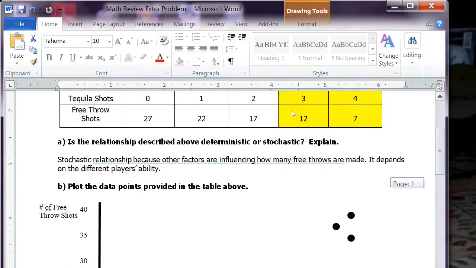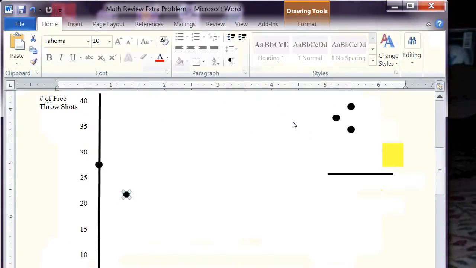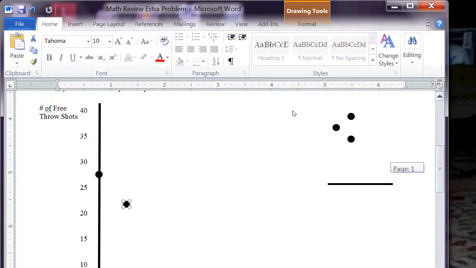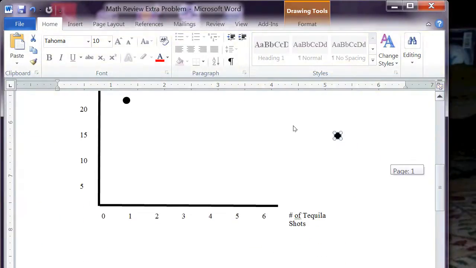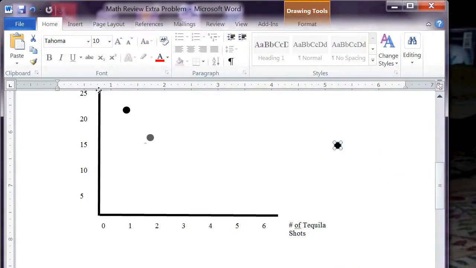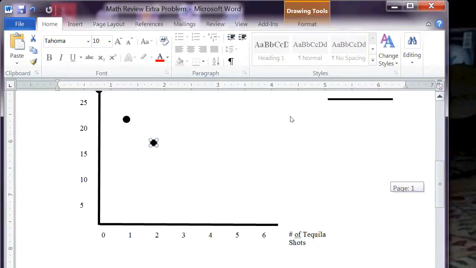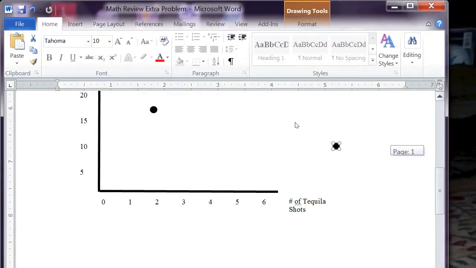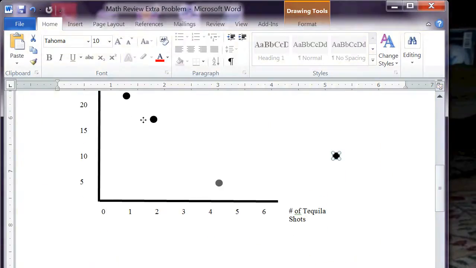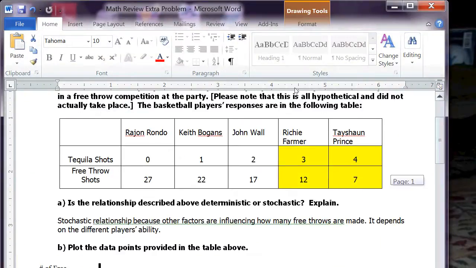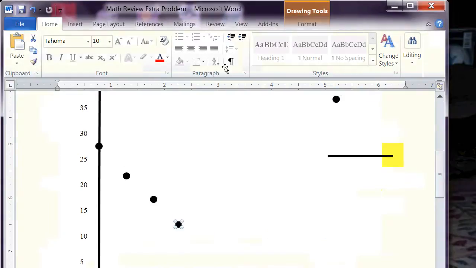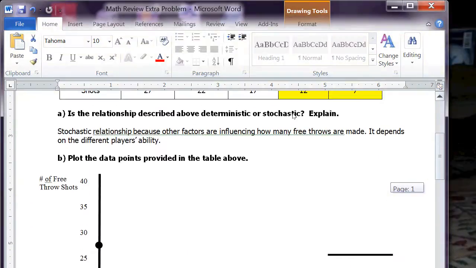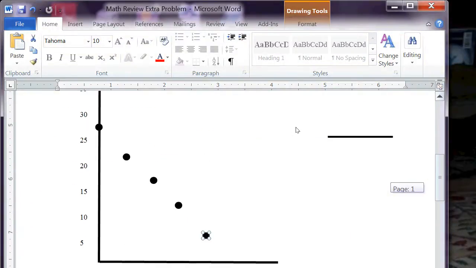John Wall, 2 tequila shots, 17 free throw shots. So 2 and 17, he'd be right around in here. And then 3 and 12 for Richie Farmer. And last but not least, Tayshaun Prince is 4 and 7. 4 tequila shots, but he makes 7 free throws. So about like that. It asks us to plot the data points, and we have officially plotted our data points.